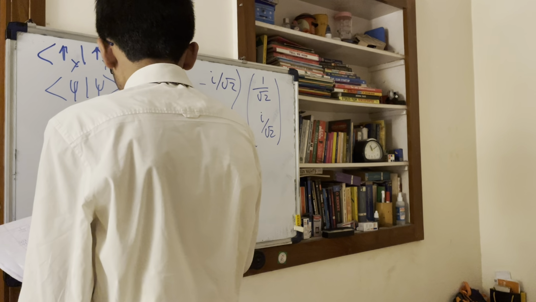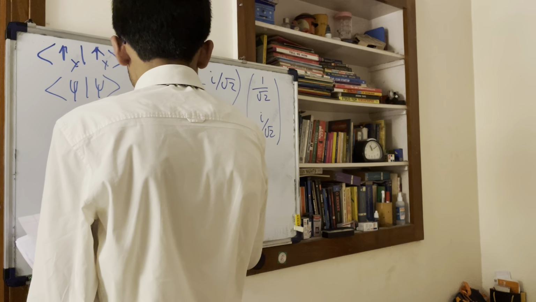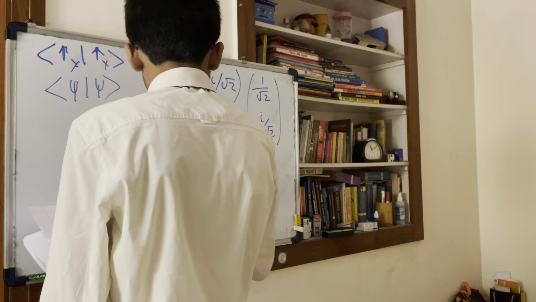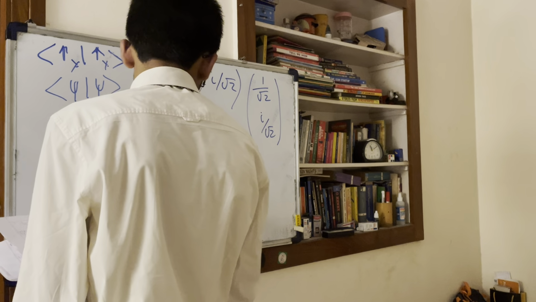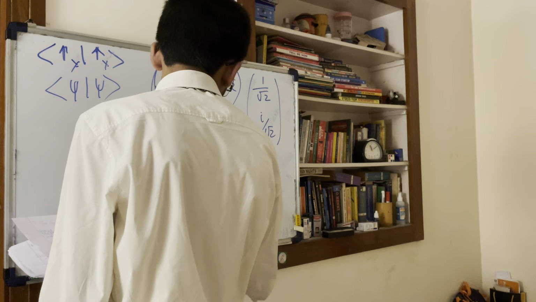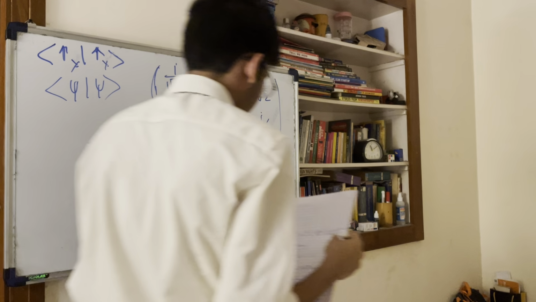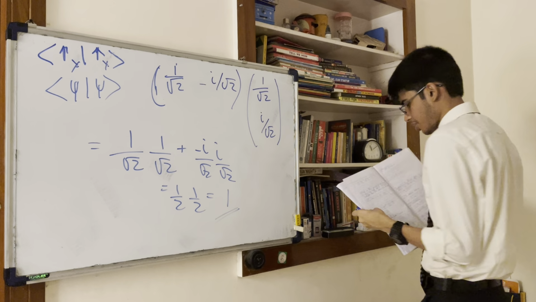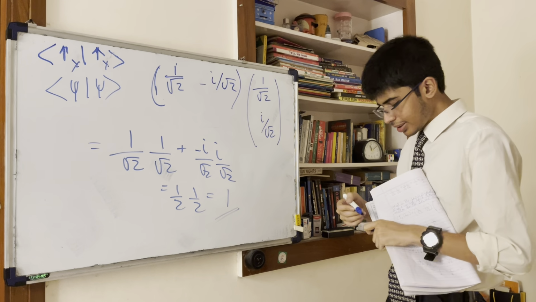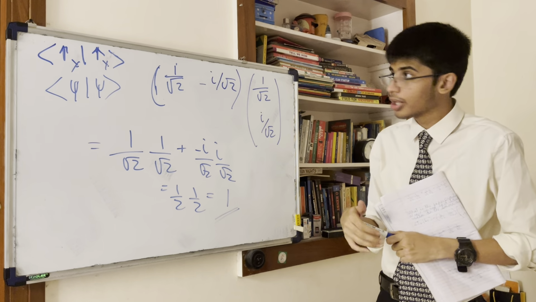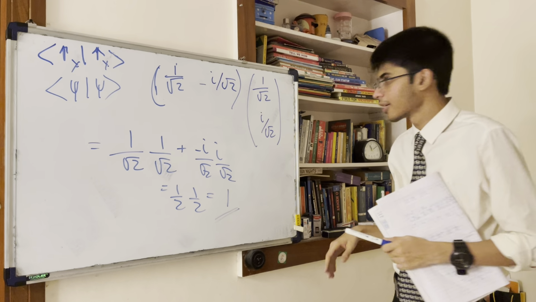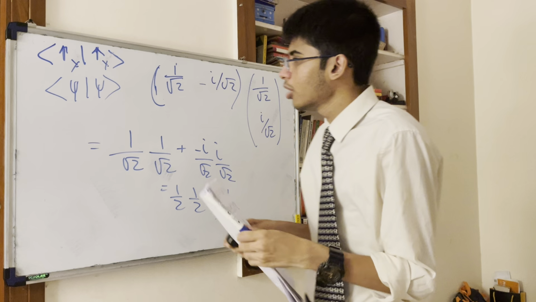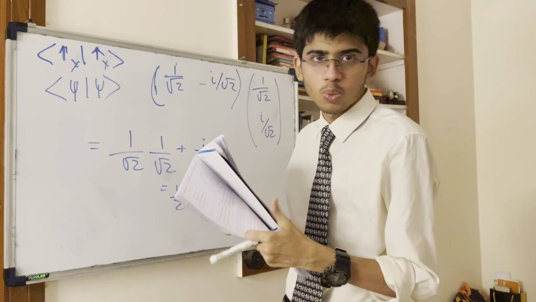1 by root 2 plus verified. Now, as we said, this will work, and for z it's a trivial case. This is 1, 0, 0, 1, so it will give you 1. Now let's talk about what if we flip one of these.